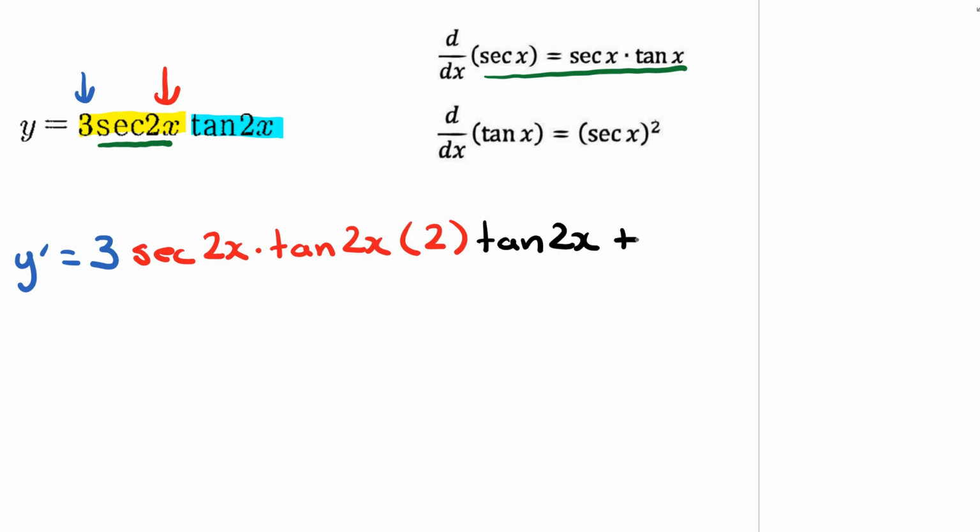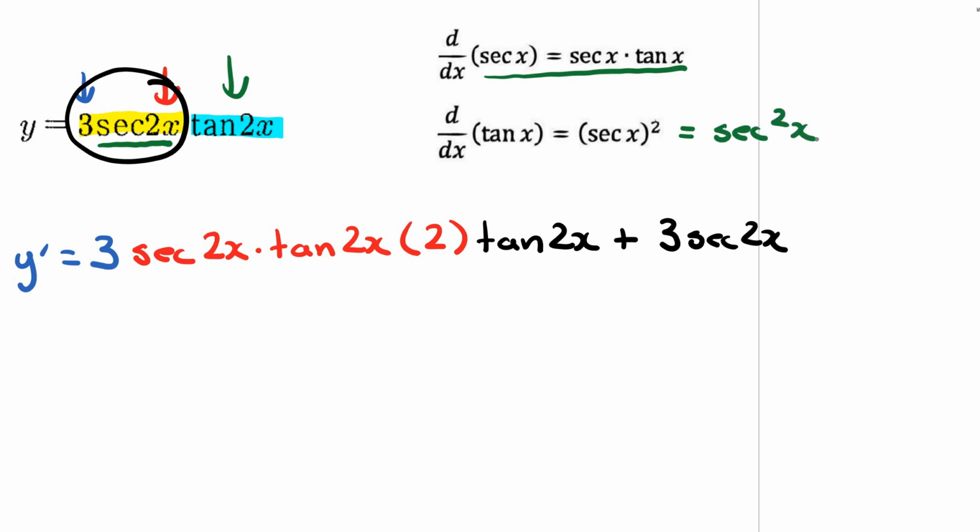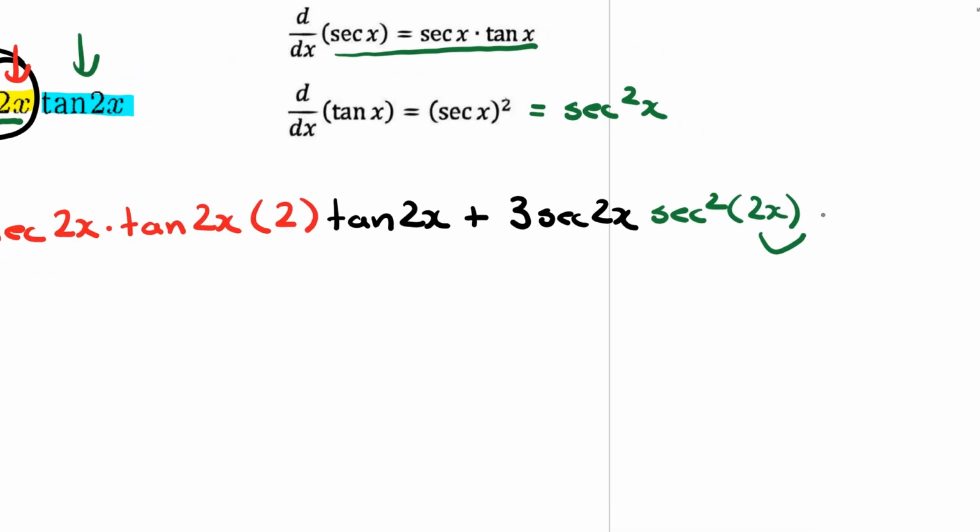Okay, and then what I can do from there is I can take the first term, which is 3 secant 2x, so we're just taking this entire first term, and then we multiply by the derivative of the second term. We know that the derivative of tan x is secant squared x, so this will be a secant squared of 2x, and then we multiply by the derivative of 2x, which is going to be 2 there.